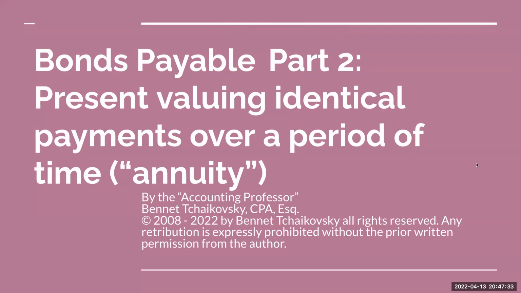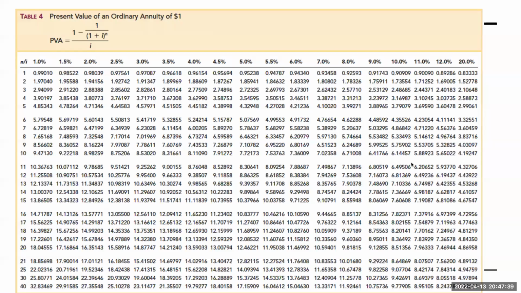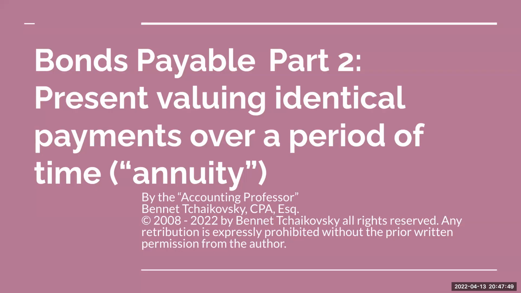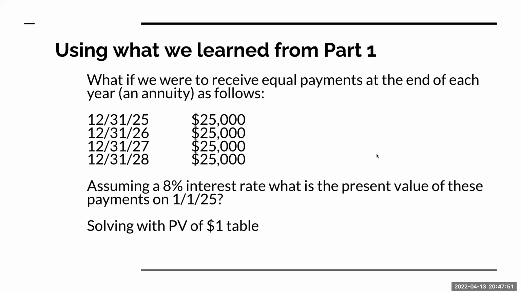So before we get started, make sure that you have with you for this particular lesson both our present value of a dollar table and our present value of an annuity of a dollar table. These are the two you're going to want to have, and I'm going to leave links to this below. Okay, let's go ahead and get to it.